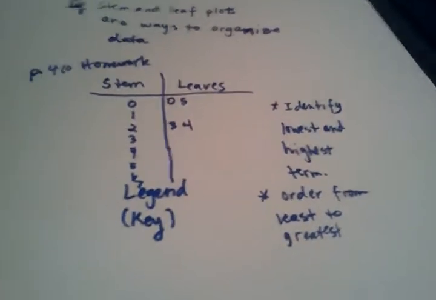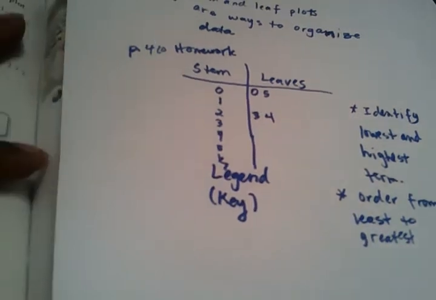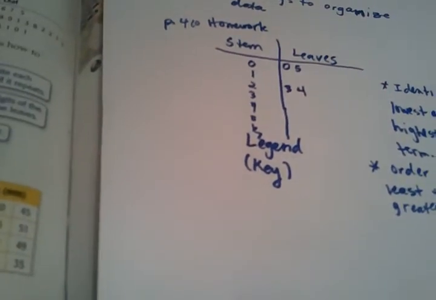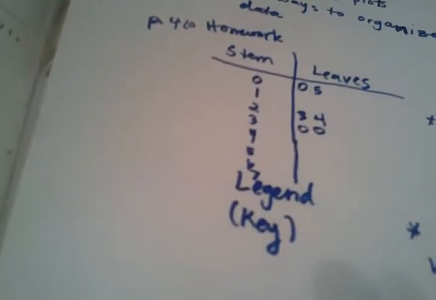Alright, let's look for the 30s. We have 2 30s. So I'm going to write those down. You don't have to write the first part, just write 2 30s. What else do we have? We have a 35. So we're going to add a 5 for 35.